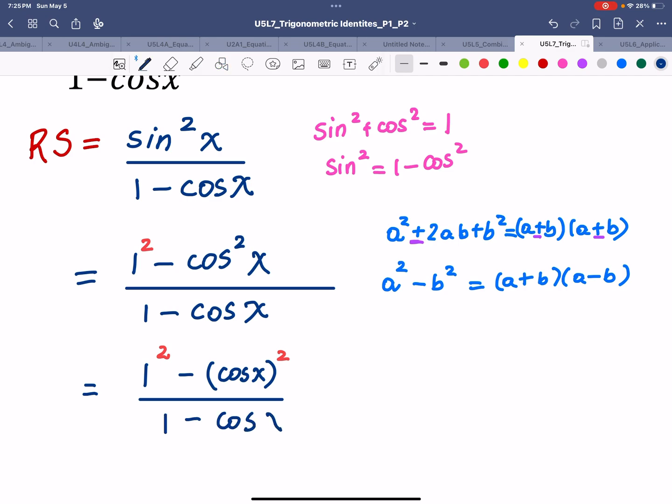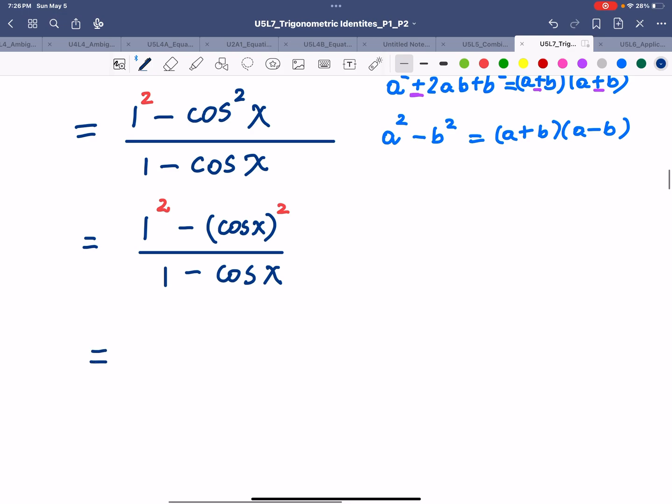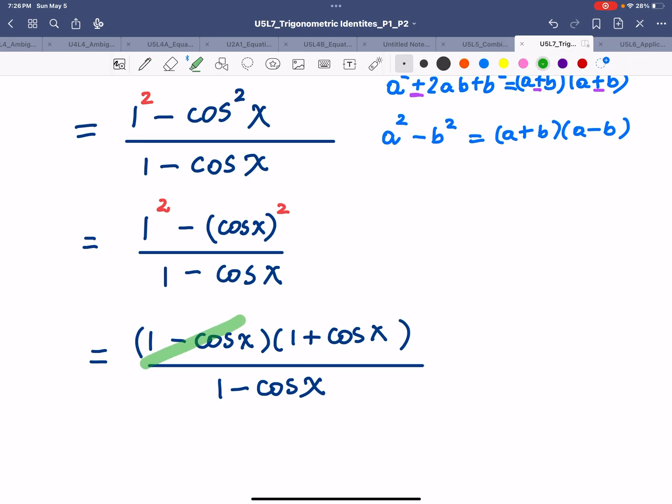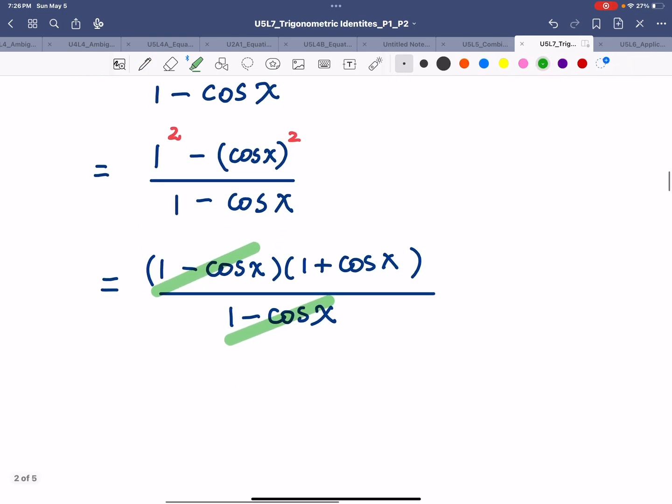Can we factor now? And you're probably factoring in your head, I hope so. So this would be 1 minus cosine of x multiplied by 1 plus cosine of x. So we use a difference of squares formula, and divide this by 1 minus cosine x. Now, you can probably see that we have a common binomial in both numerator and denominator in the role of a factor. So this is the only thing we have in the denominator, so that's the only factor we can call it. And this is also a factor, so that means they simplify.